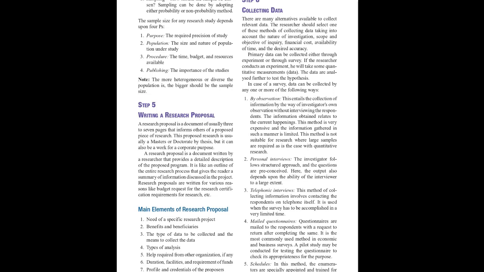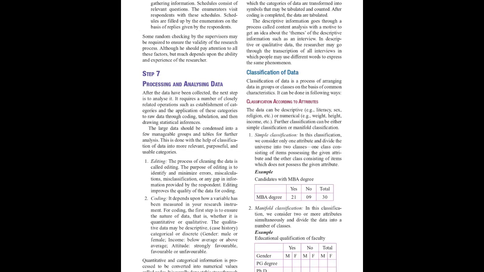5. Schedules. In this method, the enumerators are specially appointed and trained for gathering information. Schedules consist of relevant questions. The enumerators visit respondents with these schedules. Schedules are filled up by the enumerators on the basis of replies given by the respondents. Some random checking by the supervisors may be required to ensure the validity of the research process. Although he should pay attention to all these factors, much depends upon the ability and experience of the researcher.